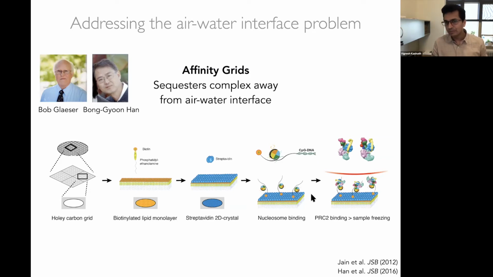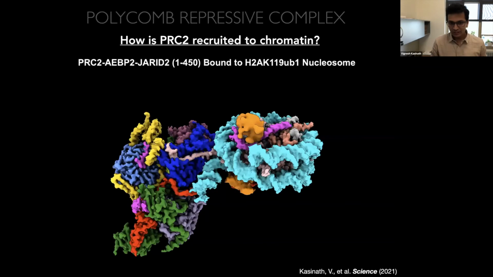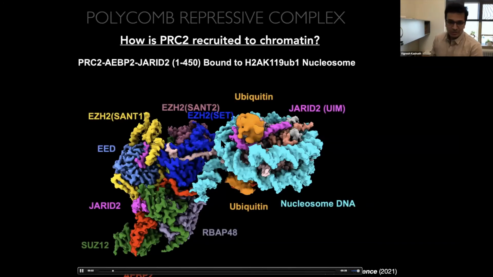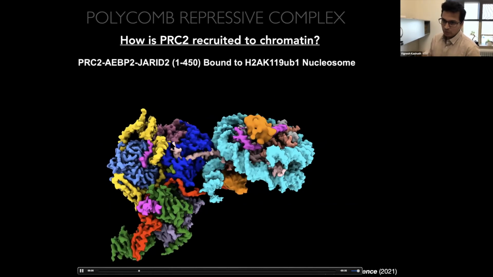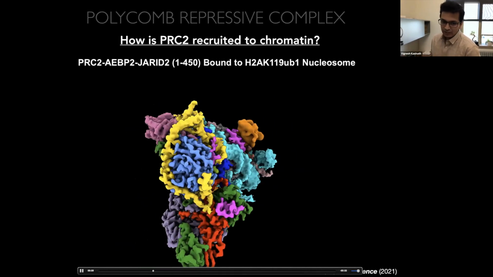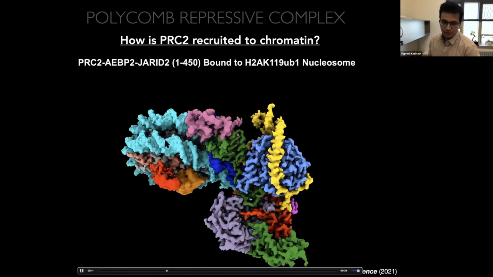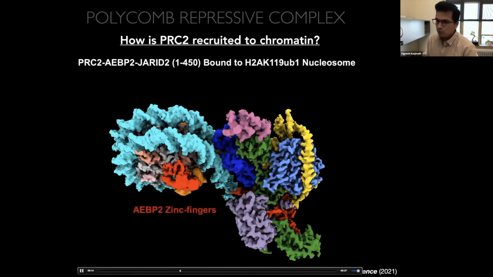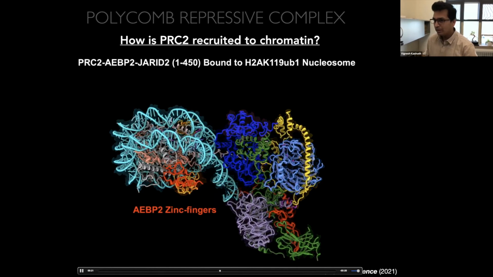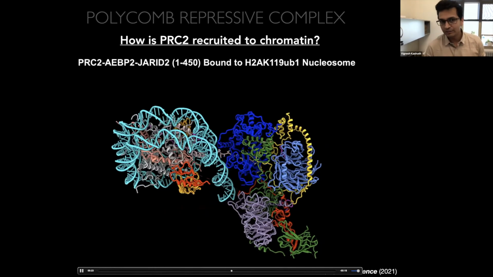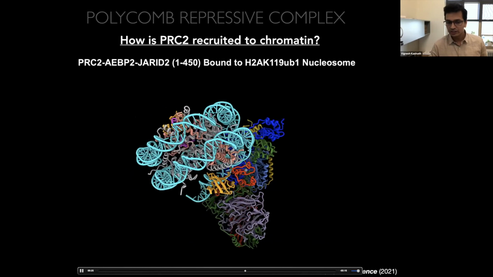And this is probably a preferred go-to method now for polycomb, because most of these systems end up getting denatured at the air-water interface. So by utilizing this method, we looked at PRC2 bound to a mononucleosome, which contains H2A-K119UB as well as CpG DNA. And the structure was actually phenomenal, probably our best structure so far, because we saw in exquisite detail a lot of different things that we hadn't seen before, as well as some insights that we knew what would happen, but having the ability to visualize it gave us new insights into how PRC2 is regulated.